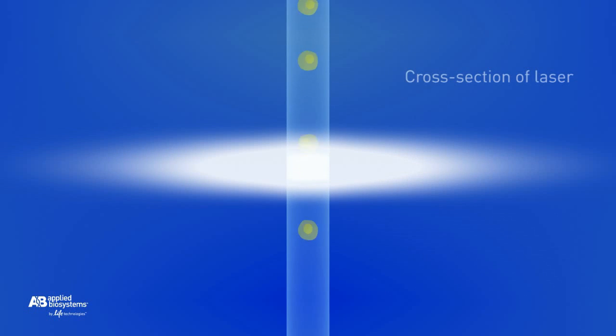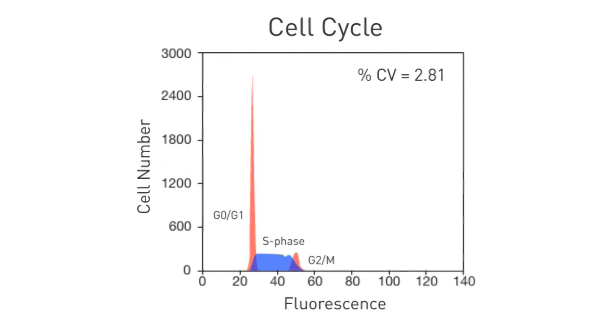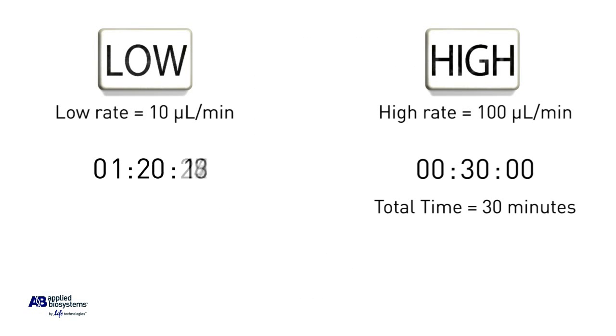If we look at a cross-section of a beam of laser light, we see that it's not the regular circle we may have imagined. It is more elliptical in shape, with the edges of the beam having lower intensity than the center. At a low sample introduction rate, all of the cells pass through the laser beam at the maximum intensity region, and the data collected have low variability. The problem for our researcher is that data acquisition using a low sample introduction rate can take hours.